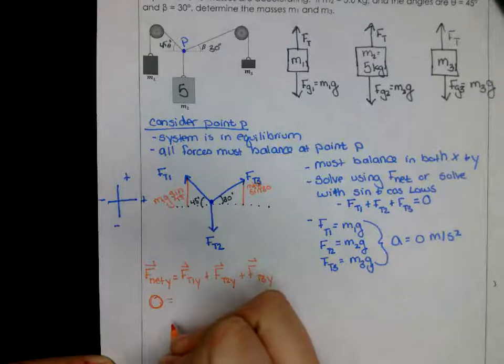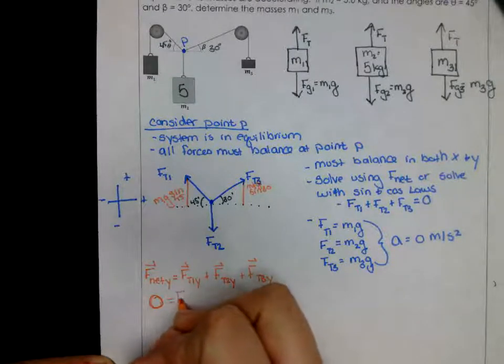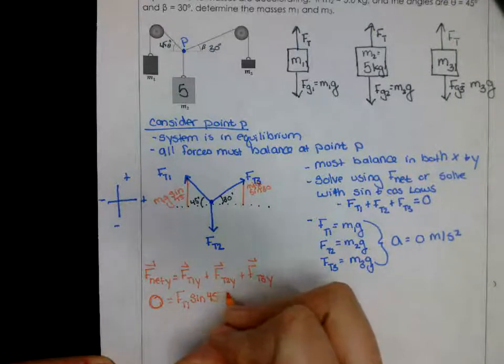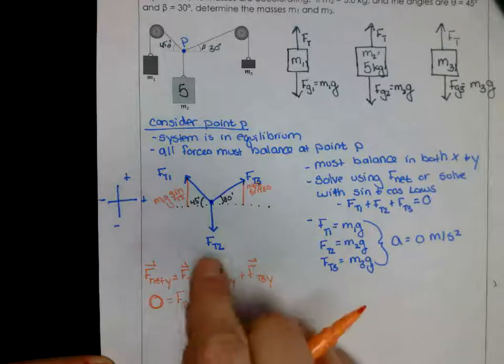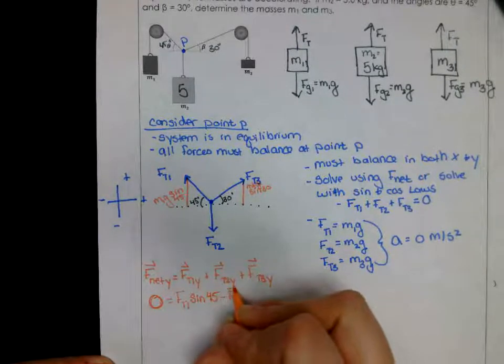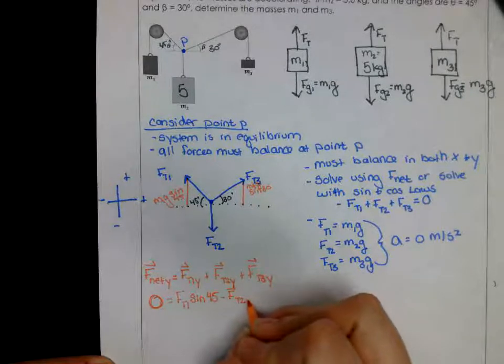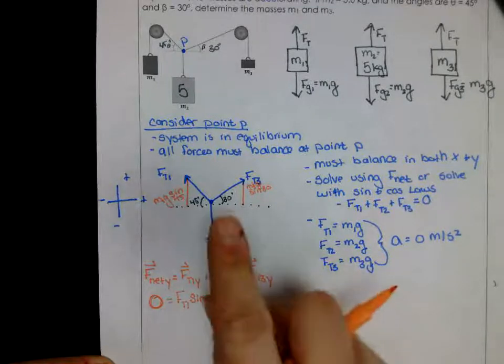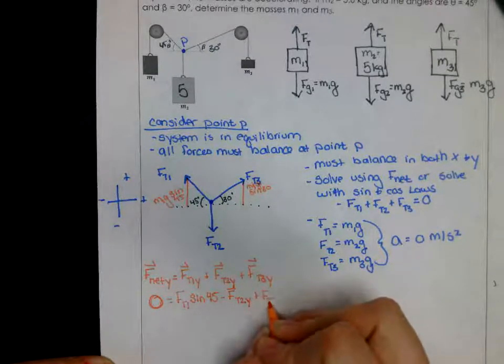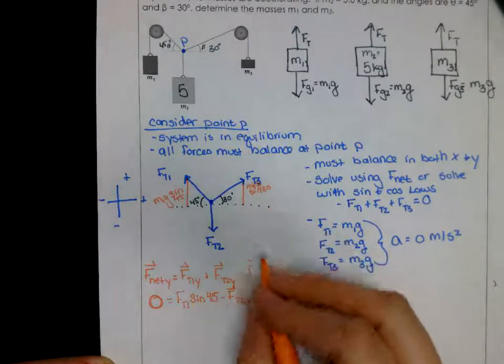Equals the force of tension 1 sine of 45. The force of tension 2 is negative. Tension 3 is positive. Sine of 30.